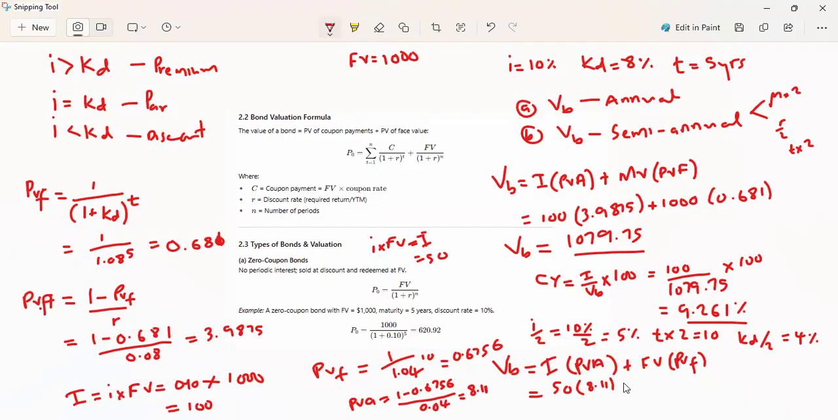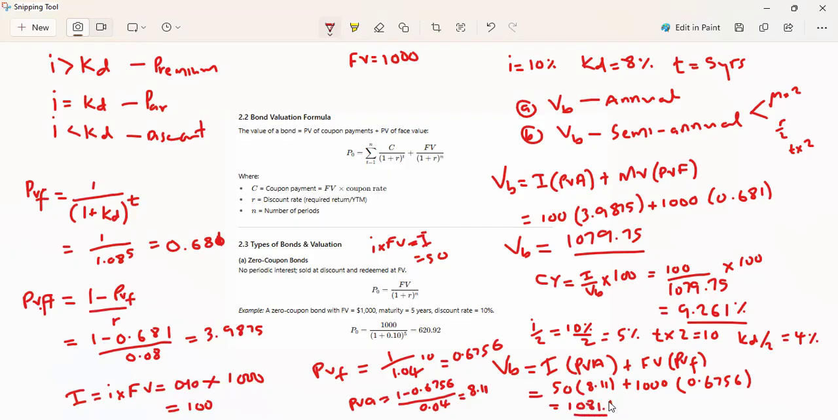Then face value 1,000. Then interest factor 0.6756. So what do we get as the final answer? 1081.1.